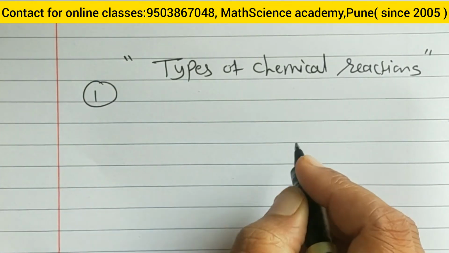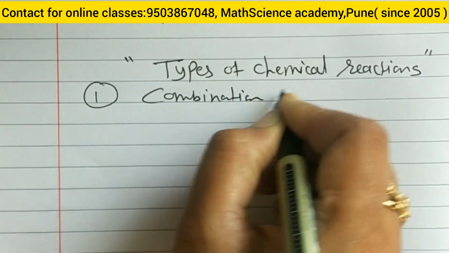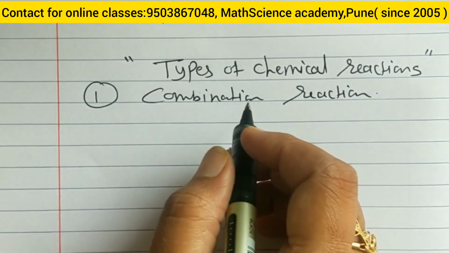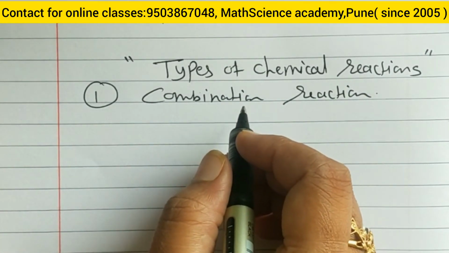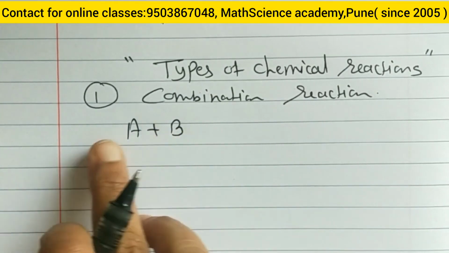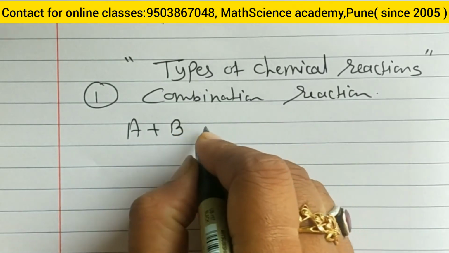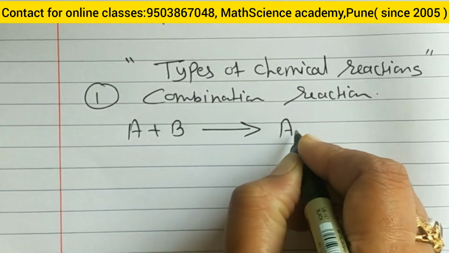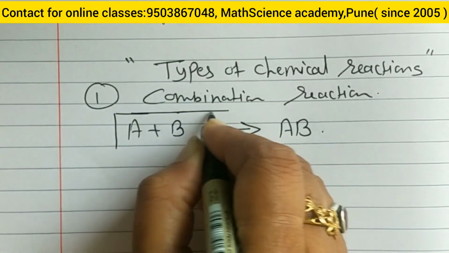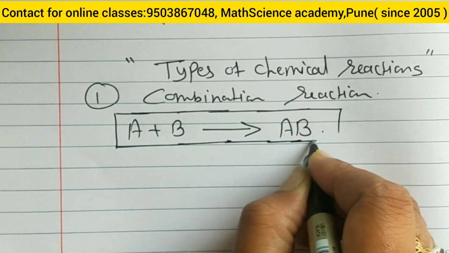The first type we will learn about is the combination reaction. Now we'll see what the combination reaction is. The combination reaction is the reaction in which two or more reactants combine to form a single product. This is the basic general representation of the combination reaction. I have written this here for your understanding. It's not mentioned in your textbook.